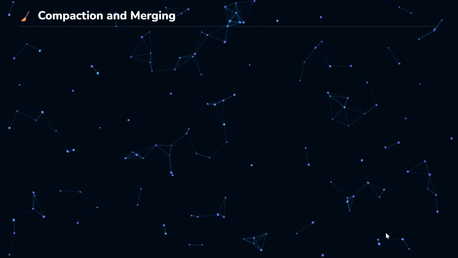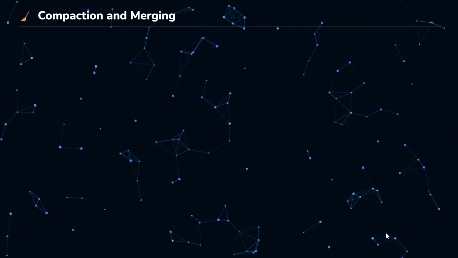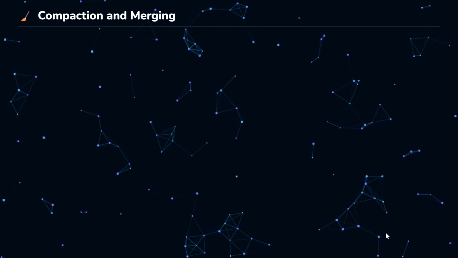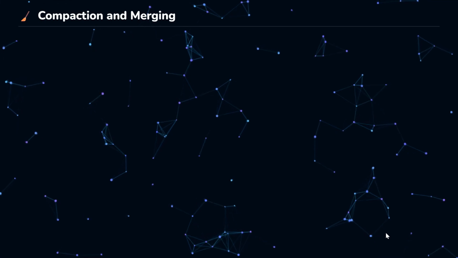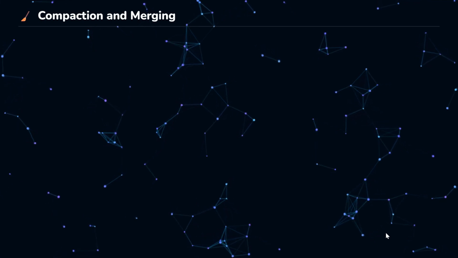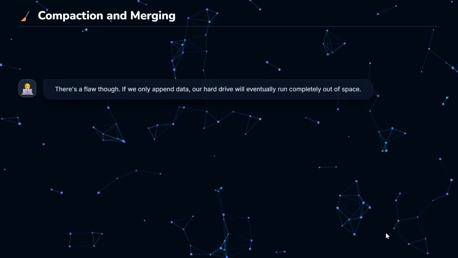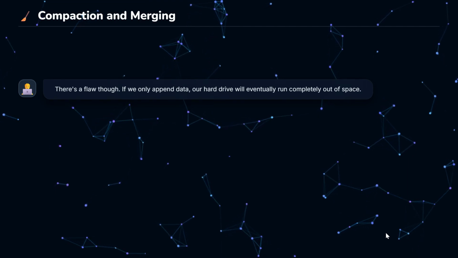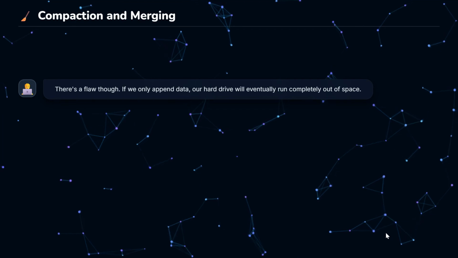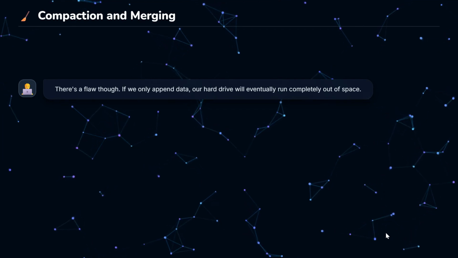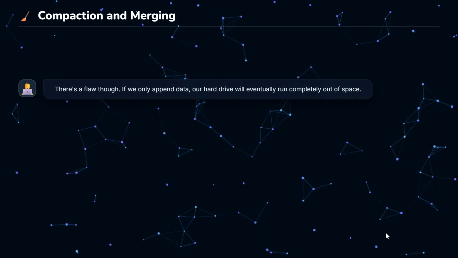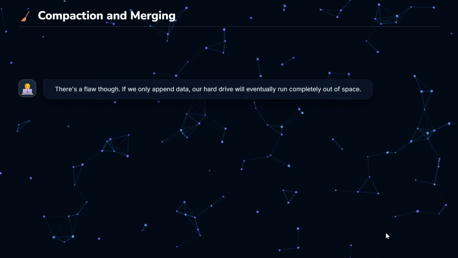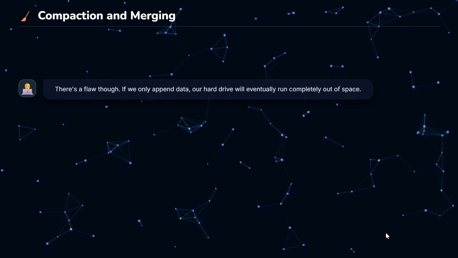But there is a major logical flaw in this design. We are constantly appending data, and we never delete the old lines. If a highly active user updates their profile 100 times a day, we append 100 new lines to the file. If we run this system for a year, our hard drive will fill up entirely with useless old data, and our servers will crash.